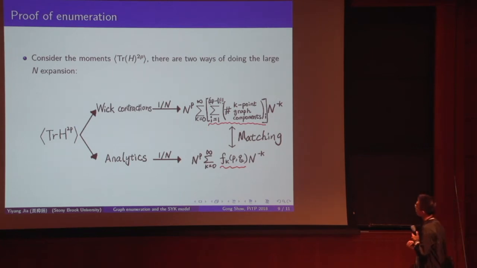Now consider the moment, which is H raised to the power of 2p, then you take the trace, then you do the Gaussian average. There are two ways of doing the large n expansion. First, you can apply the Wick theorem, and then do the large n expansion. It turns out the large n coefficients are the total number of various intersection graph components. Or you can first do some analytics and then do the large n expansion. And it turns out the large n coefficients are just explicit polynomials in p and Q. Then you can do a matching. Then you can prove the aforementioned enumerations.